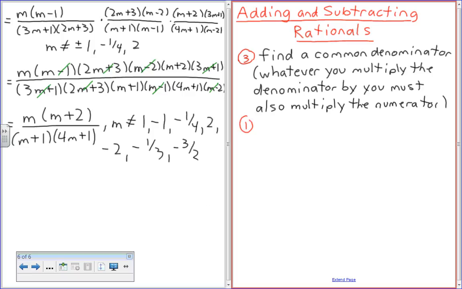Don't erase everything, because step number 1 and step number 2 are the same as always. What's the first step in every one of these questions? Factor. So step number 1 is still factor. What's step number 2 still? Step number 2 is still state restrictions. So sorry about that, I forgot those two, that's how it always happens.